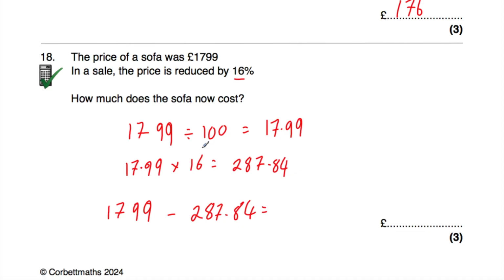So 1799 subtract 287.84 is equal to £1,511.16. So £1,511.16. And that's it. That's the sale price of the sofa.